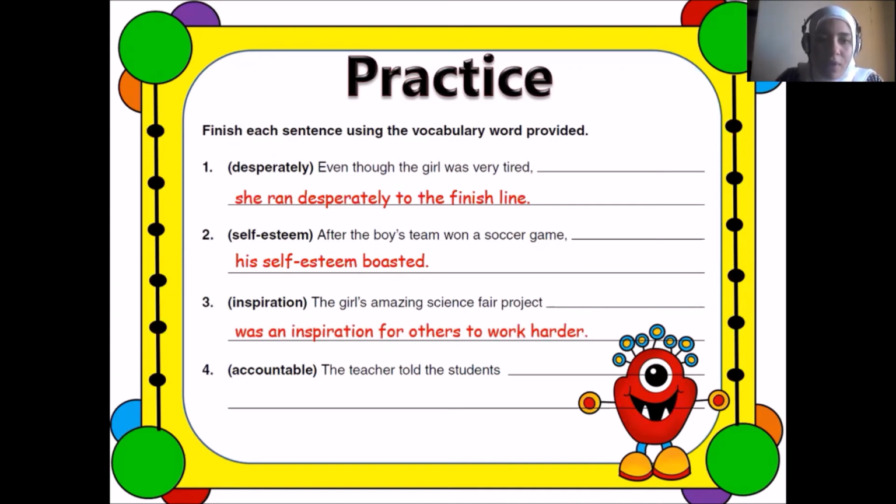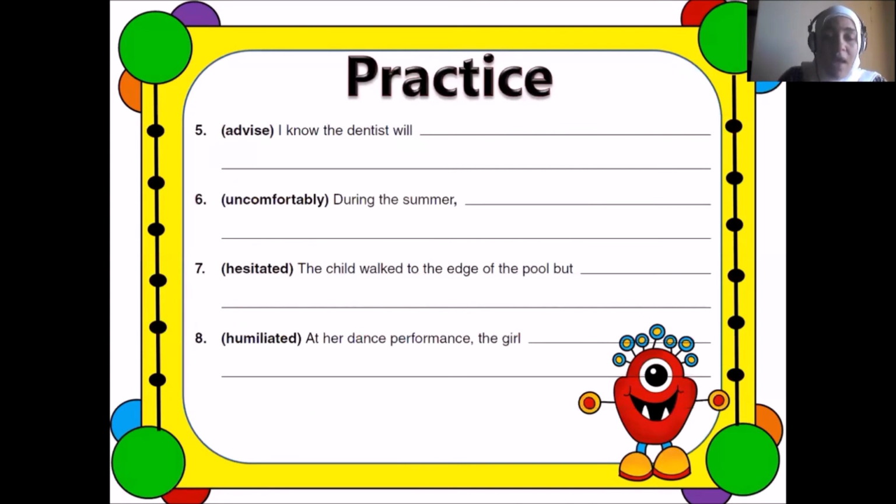Number 4, accountable. The teacher told the students that they are accountable for their homework. They are responsible for their homework. Okay? Let's continue. Advise. I know the dentist will what? Will advise me on how to take care of my teeth.